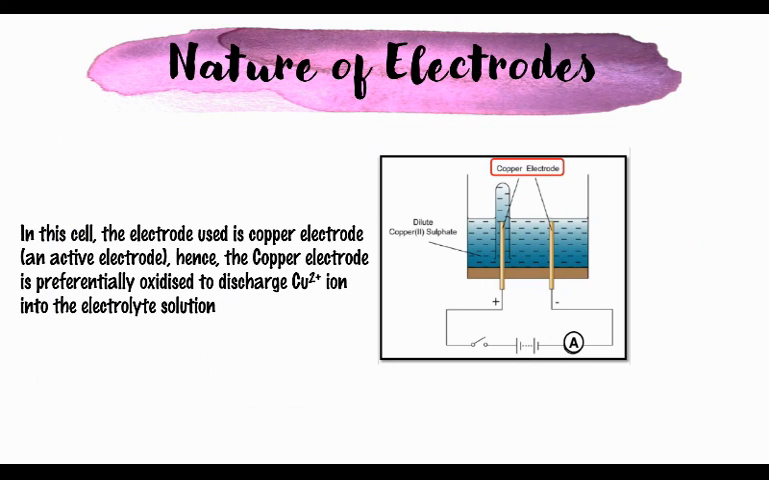While in this cell, the electrode used is copper, which is an active electrode. Hence, the copper electrode itself oxidizes to discharge copper 2+ ion into the electrolyte.